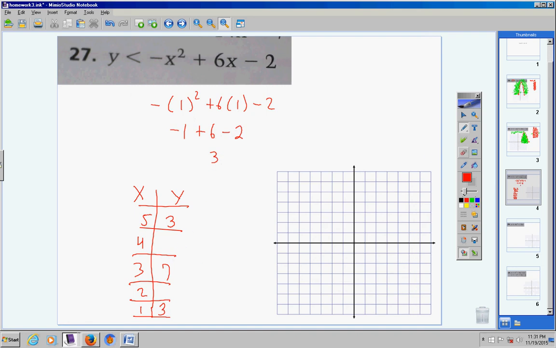Okay, so next, let's substitute 4 in for x. So negative, then parentheses, then 4. Positive 6, then 4, then negative 2. 16, bring down your negative sign, negative 16. Positive 24, negative 2. That's negative 18. You should get a positive 6. Now let's substitute 2 in and see if we get out a positive 6.